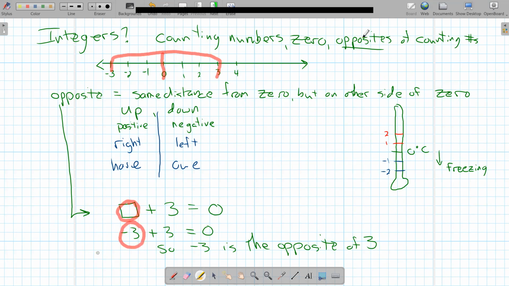And it turns out that goes in both directions. So I could make another statement like what plus -3 is equal to 0. And we would eventually come to the conclusion that 3 plus -3 is 0. So just like -3 is the opposite of 3, we can also say that 3 is the opposite of -3.